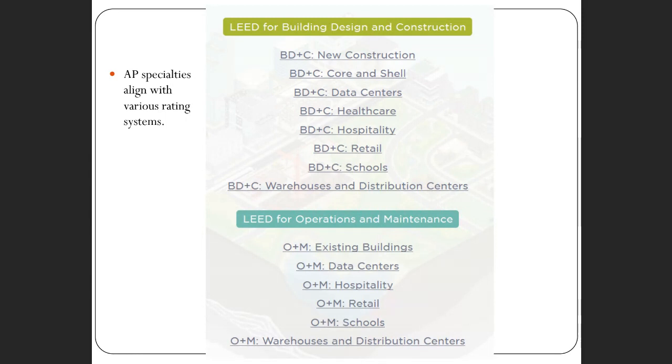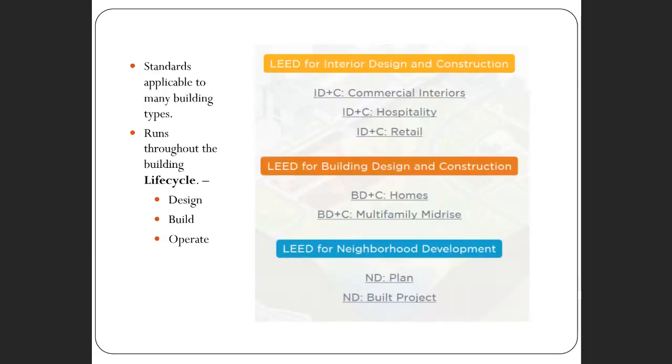So again, for different specific types of buildings, we have BD&C rating systems. Same thing for O&M, operations and maintenance. Each of these particular rating system categories aligns with the specialties. Again, standards are applicable to many building types, and the LEED system kind of runs through the life cycle of a building. We design buildings, we build them, then we operate and maintain them. And hopefully, if we've done a good job at the front end in the designing of the building, then that building has a long service life. It lasts a long time. So again, here's ID&C.